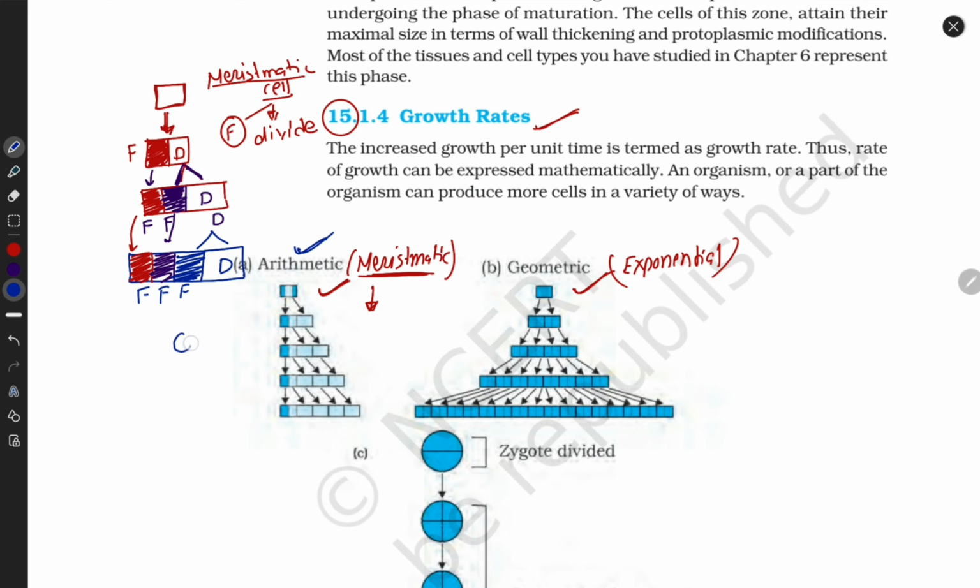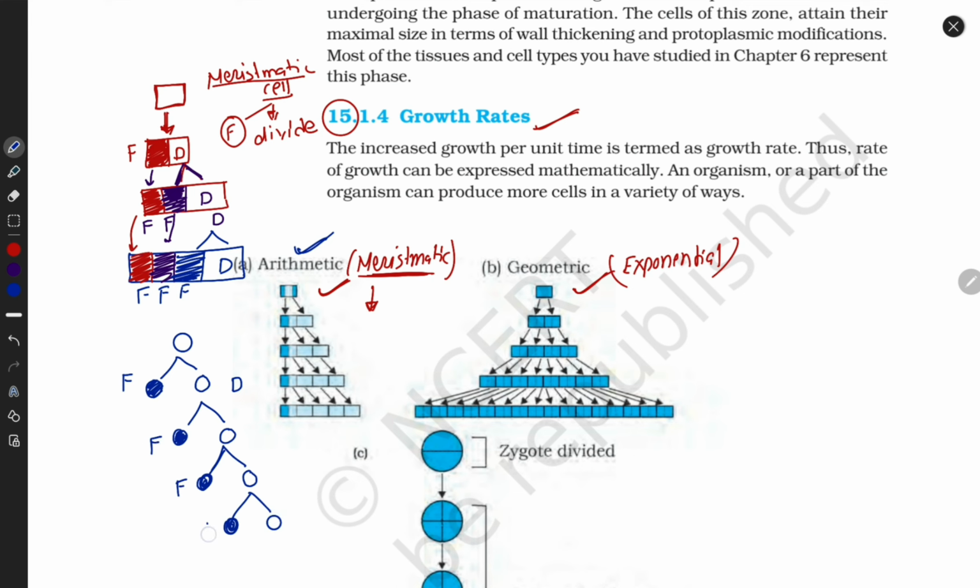It means one meristematic cell divides into two cells. They form one dividing cell and one functional cell. Now the dividing cell again divides into two cells. Now this cell attains the function, and this cell is also present in its dividing form. This cell again divides, one cell is a functional cell and one cell is a dividing cell. Again this dividing cell divides, and one cell produces a functional cell and one is still dividing.